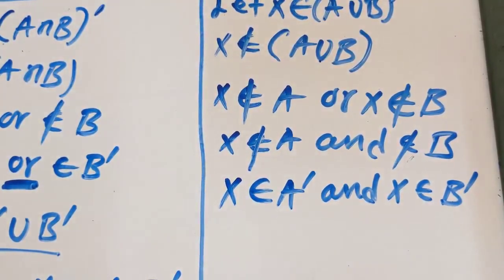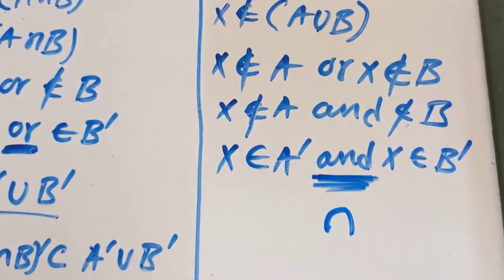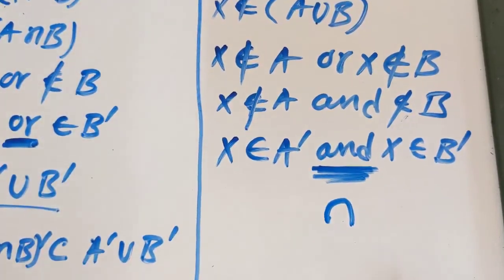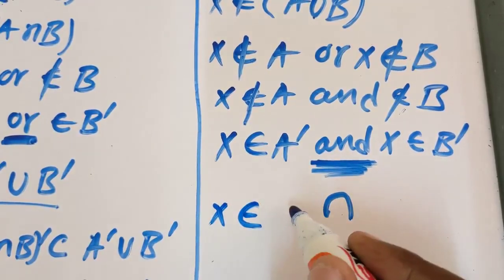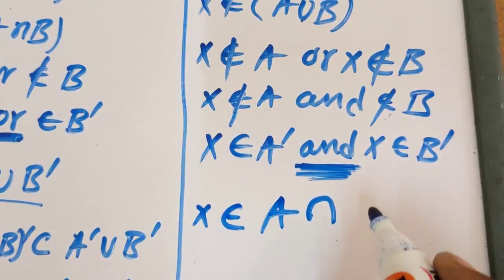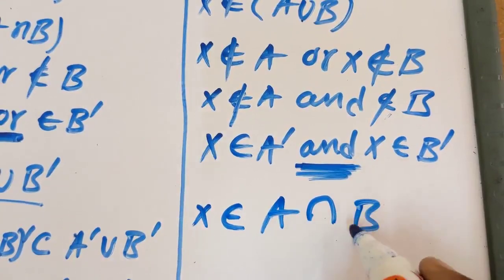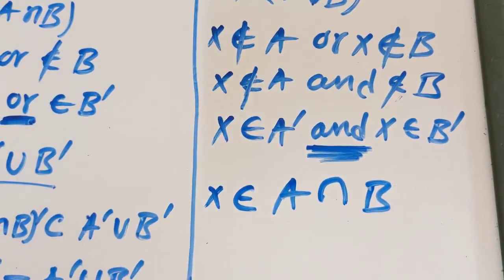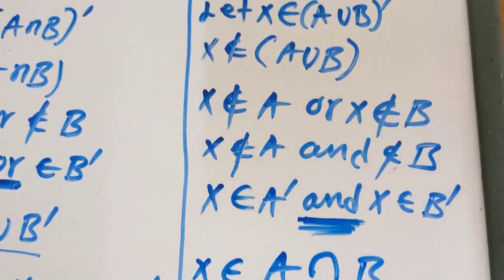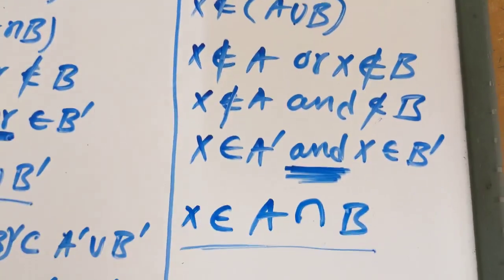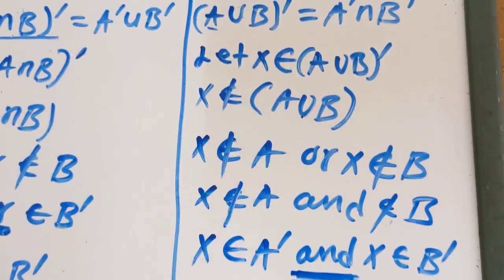Okay, so what you need to know is that "and" means intersection. So this statement is just saying that X is a member of A complement intersection B complement, like that. As simple as that. So if you look at this part here, this is A intersection B.